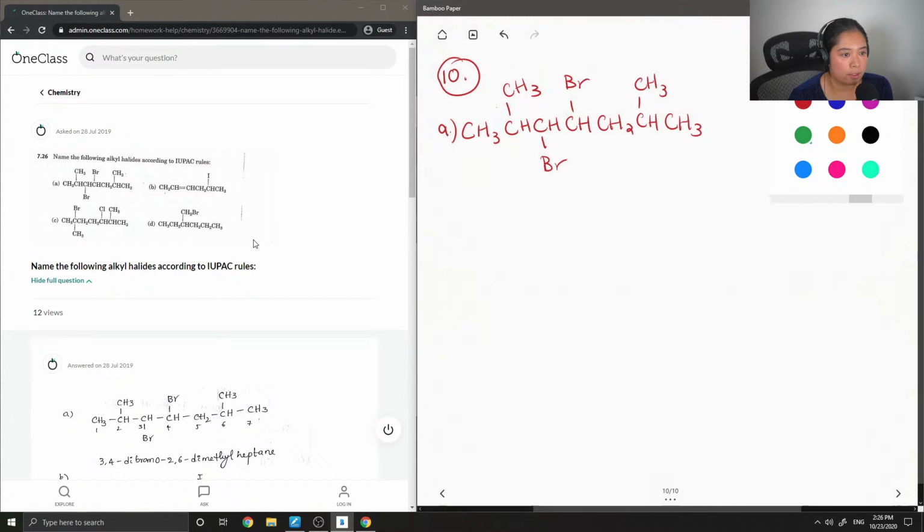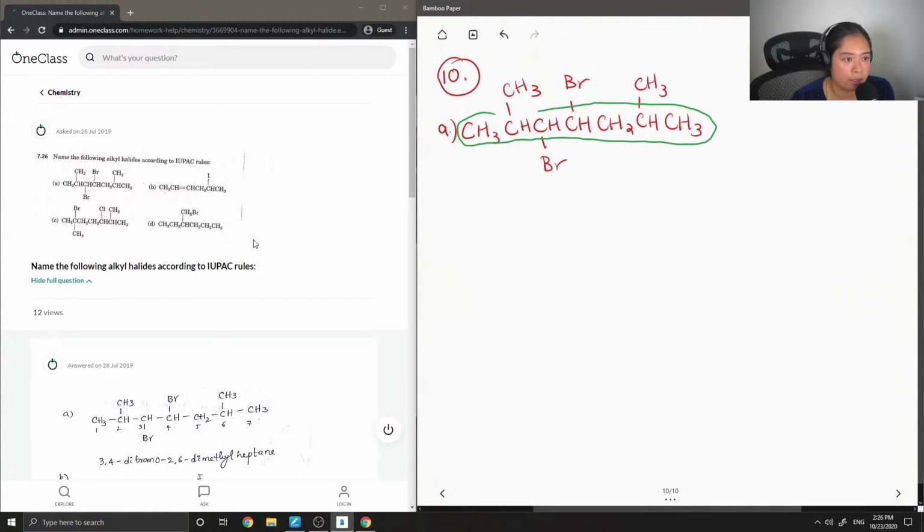Okay, so the first thing I want to do is circle the parent chain. So the parent chain is the longest chain of carbons that contain the most important things. And now I want to number them. So I want the lowest number possible when I write down my name. So since most of my substituents are on the first couple carbons, I'm going to start the numbering from here. So 1, 2, 3, 4, 5, 6, 7.